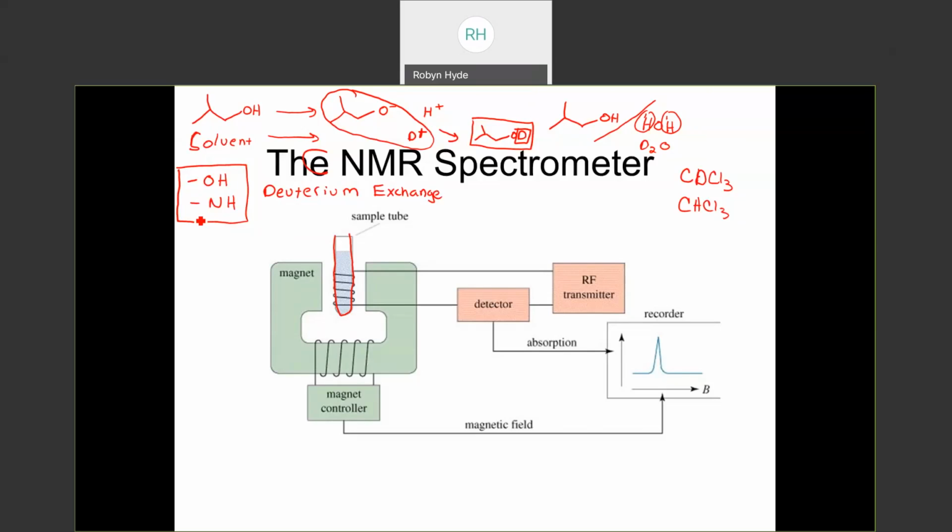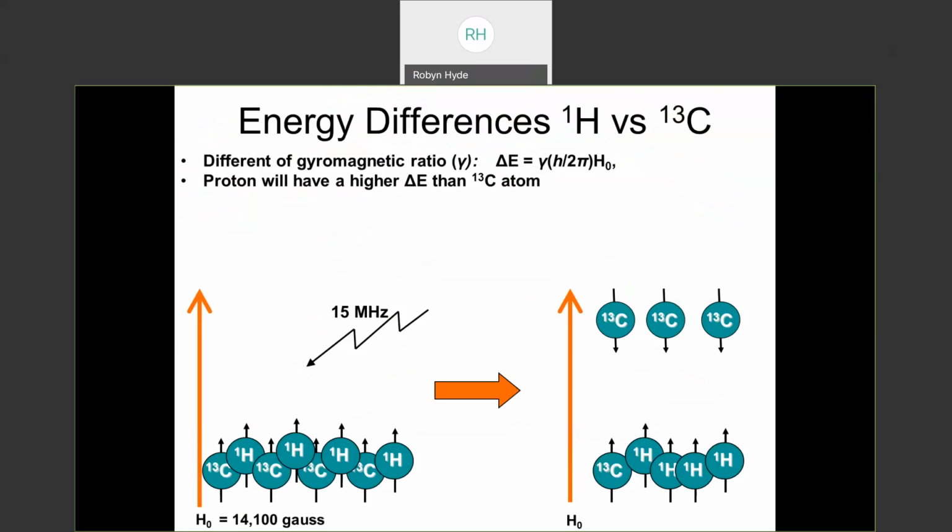Okay, so now that we've gone through the instrument, I think this is a great place to take a break. When we come back, we will talk about the real power of NMR.